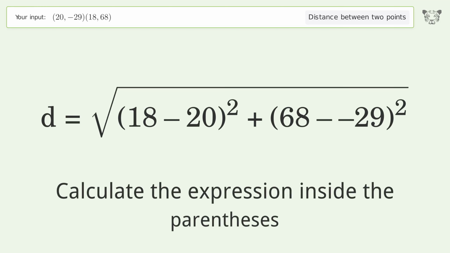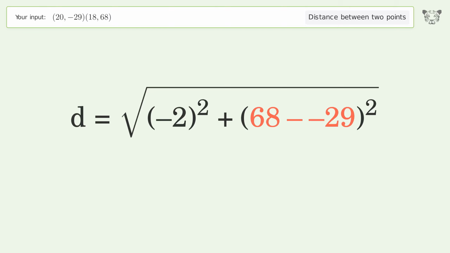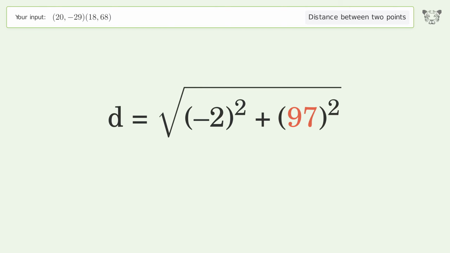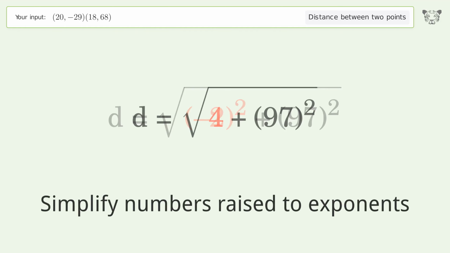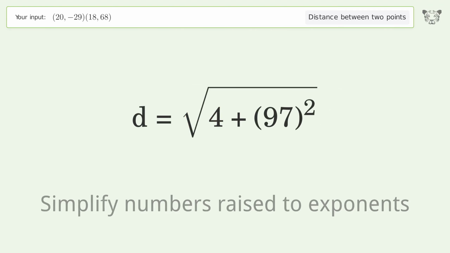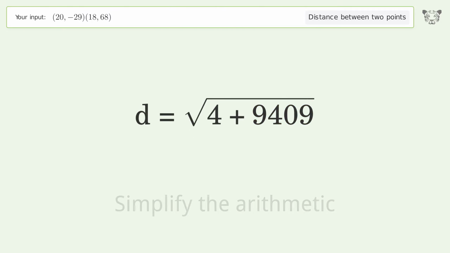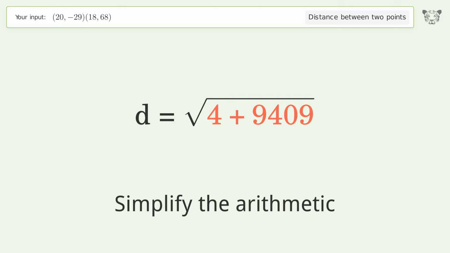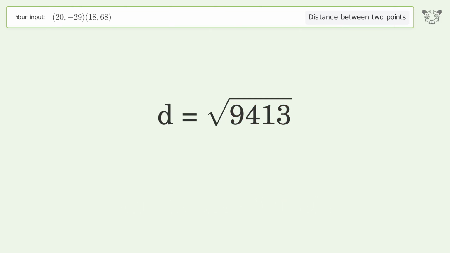Calculate the expression inside the parentheses. Simplify numbers raised to exponents. Simplify the arithmetic. And so the distance between the 2 points is the square root of 9,413, or 97.021.